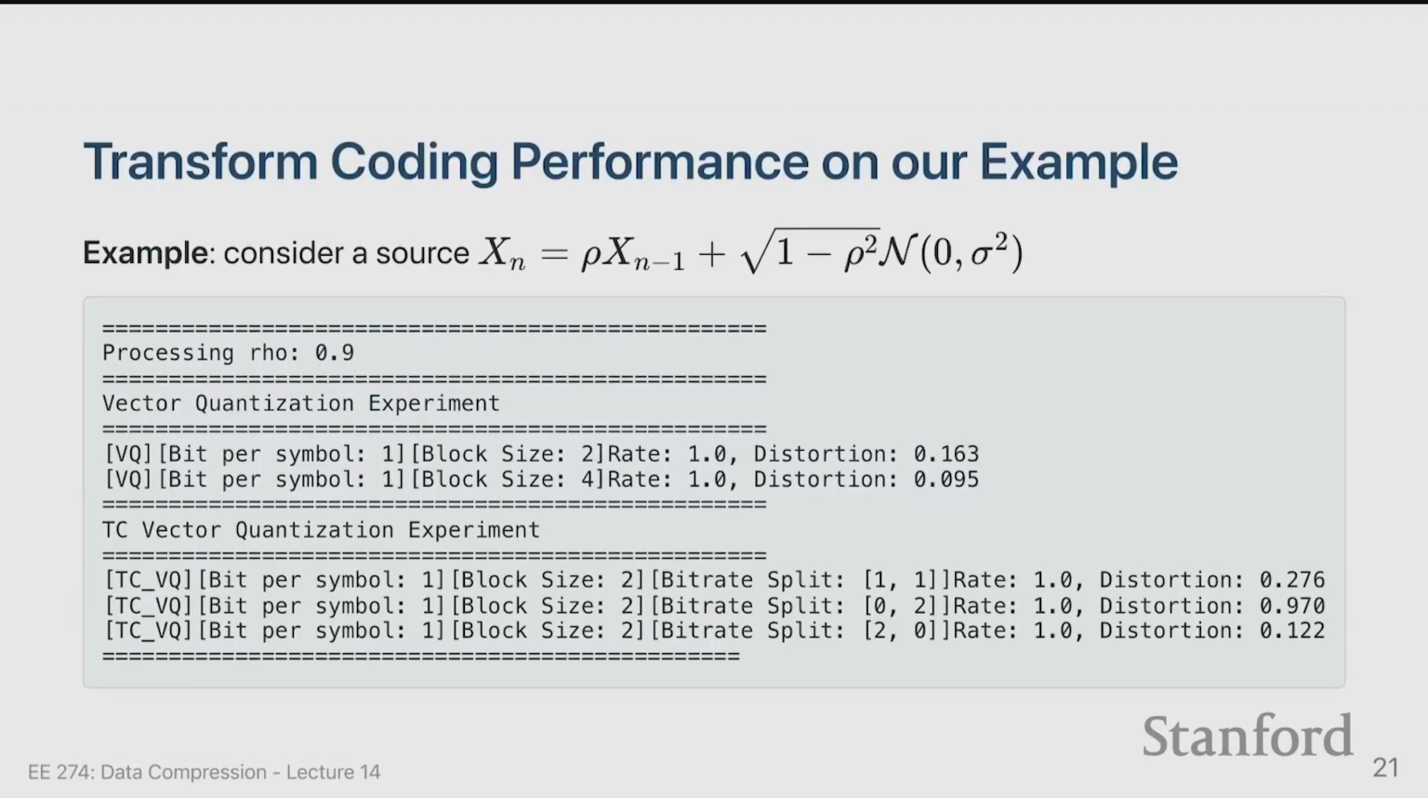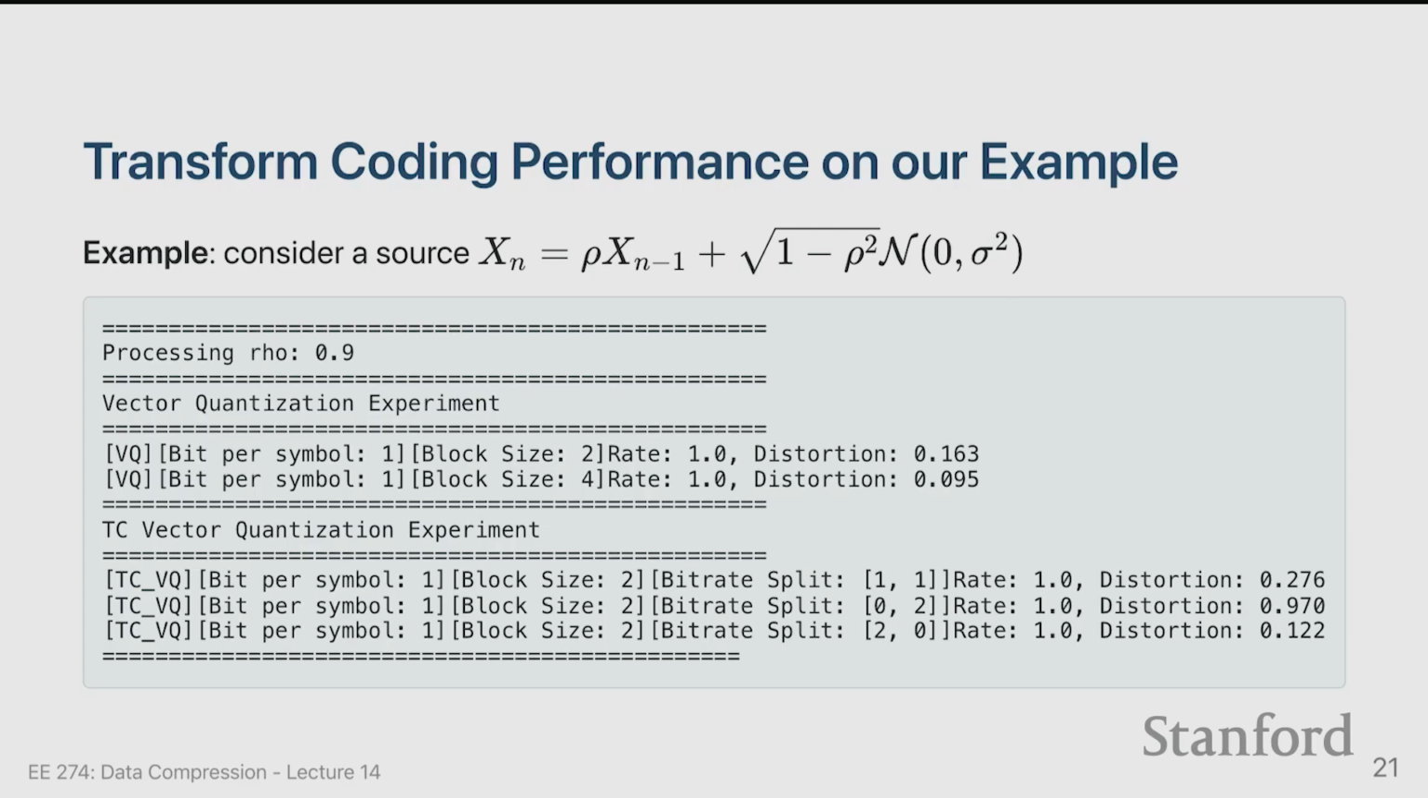Okay, and so let's discuss the performance of what we looked at. What I'm showing here is, first of all, my rho is now 0.9. The higher this value is, the more correlated your initial components are.